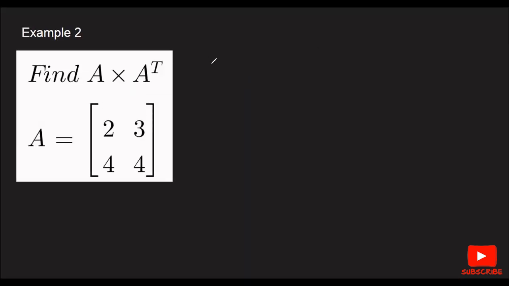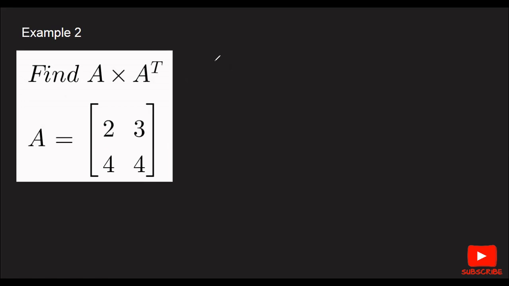Now in this second example here, we're asked to find the multiplication of matrix A by its transpose. So this A raised to power T here means the transpose of A. So what's actually the transpose of a matrix? The transpose of a matrix is the result you get from interchanging the elements you have in the row of a matrix to its column position.